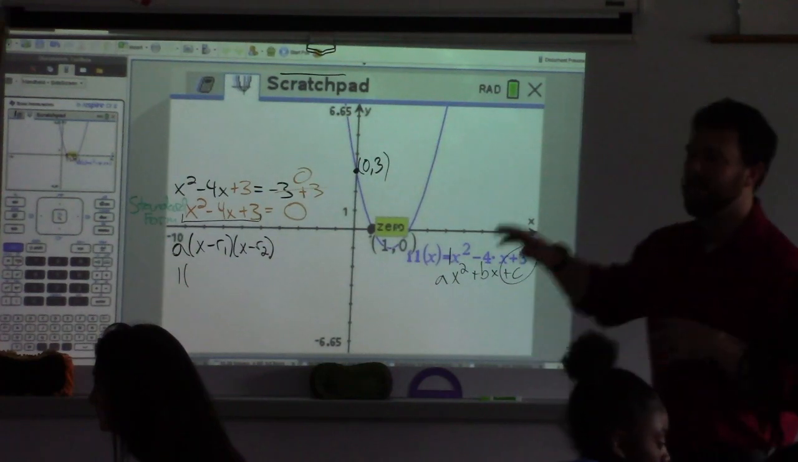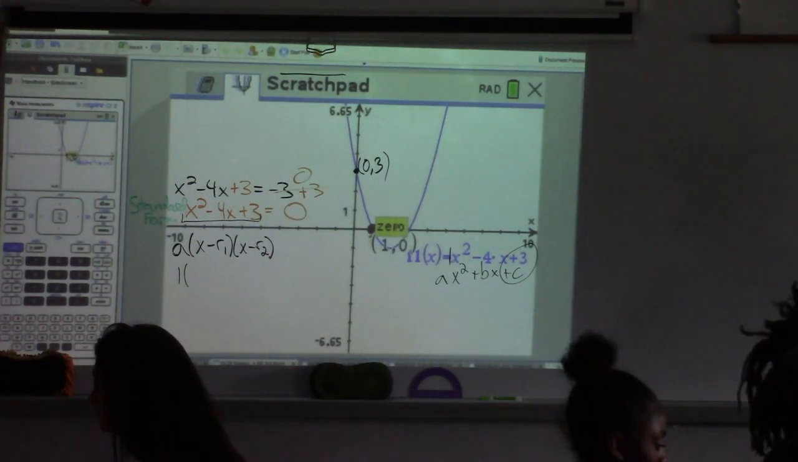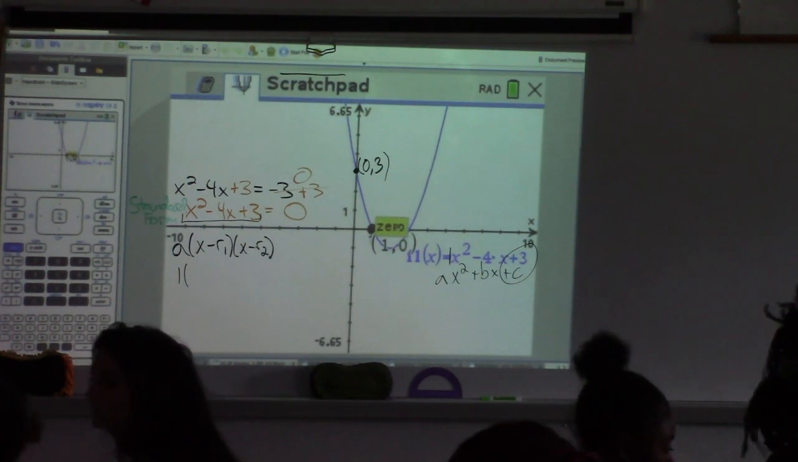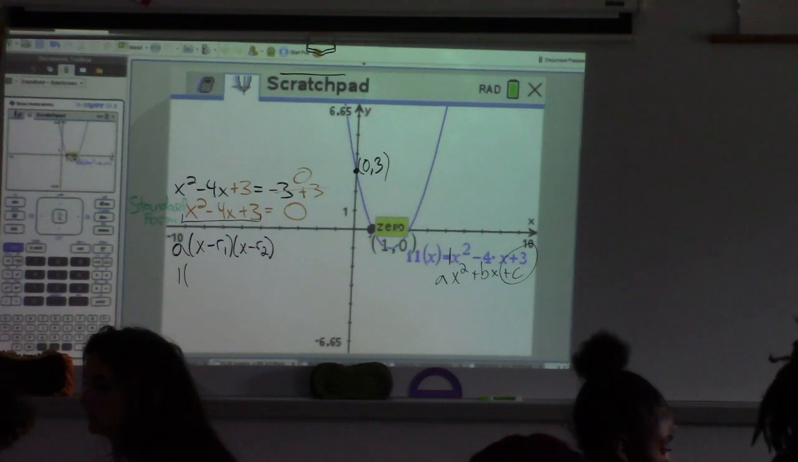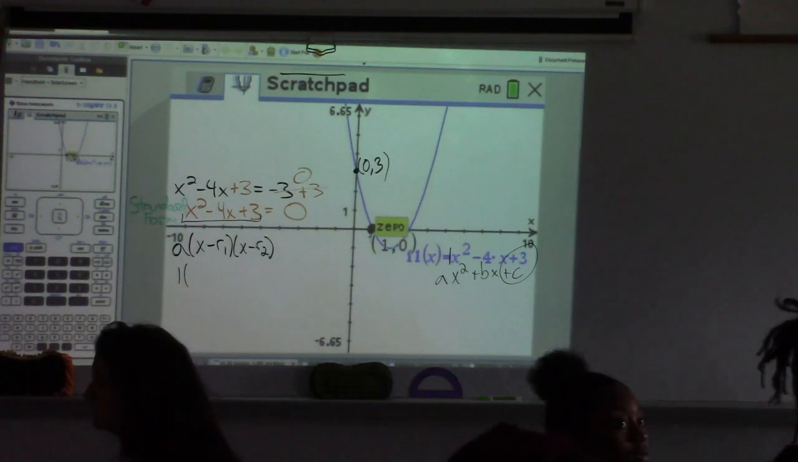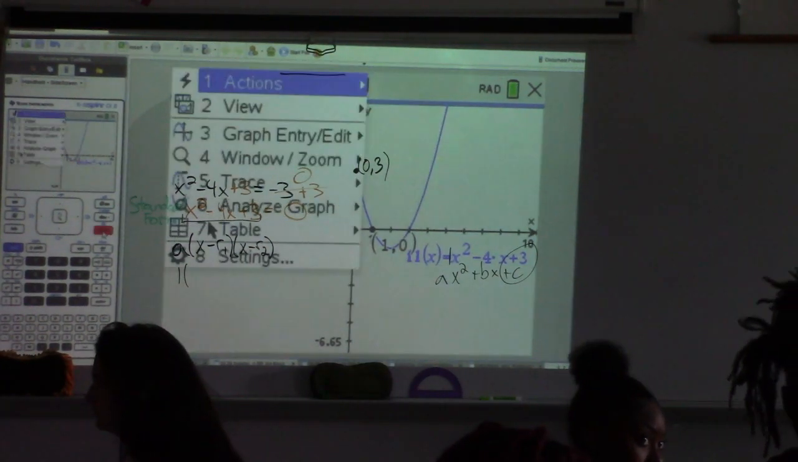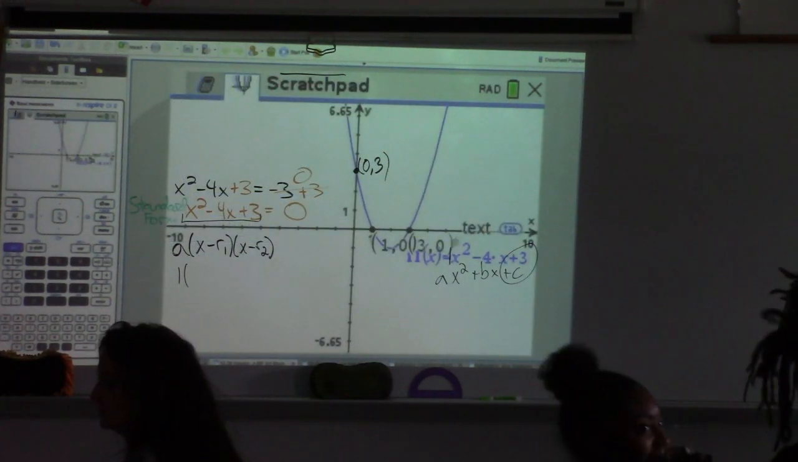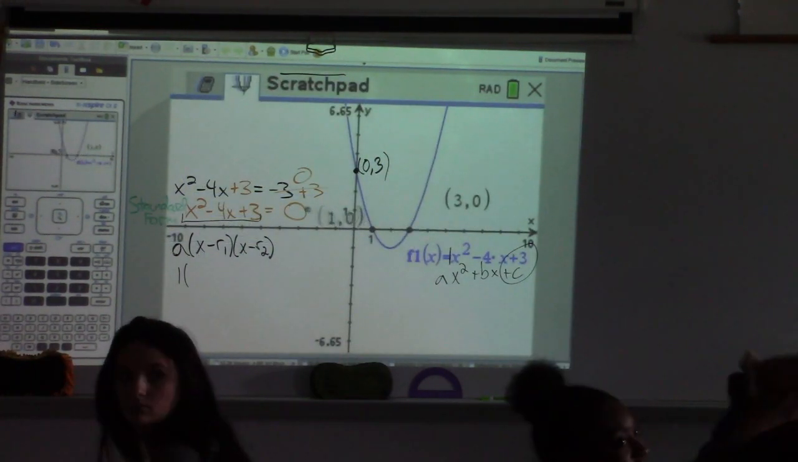Alright, does anybody need me to go back through how to get the other 0, or can we do this? We can do this. Caleb, you good on getting x-intercepts? Braden, Emily, Kelsey? Are those the x-intercepts? Is it where that function is crossing the x-axis? Okay, cool.